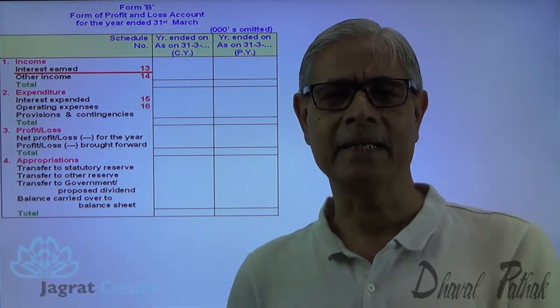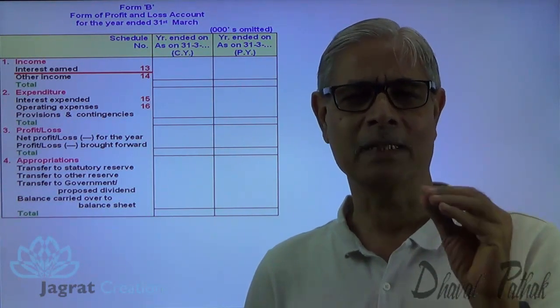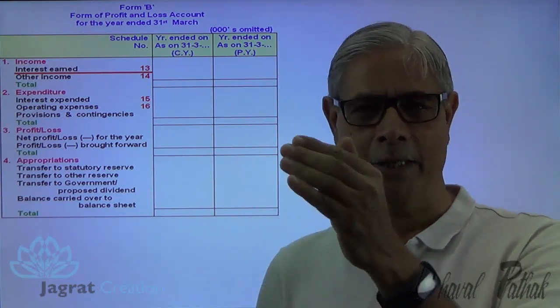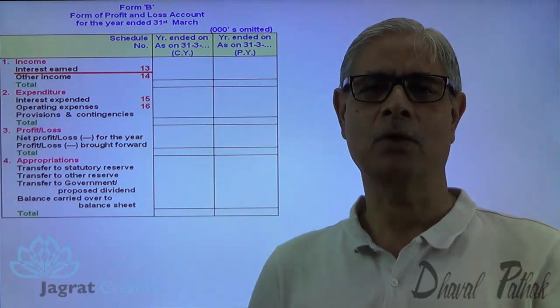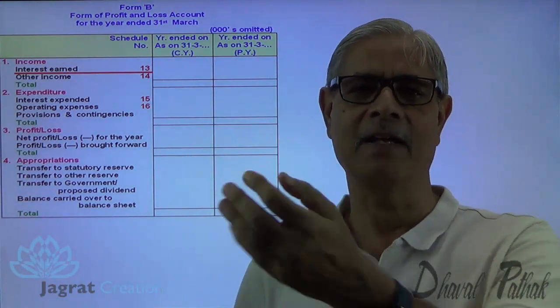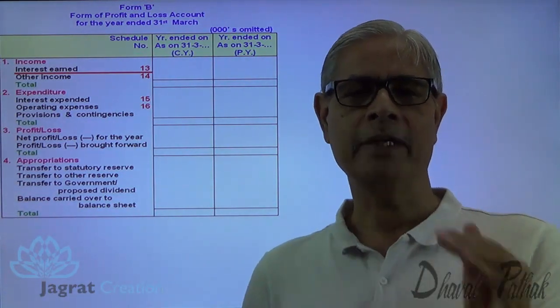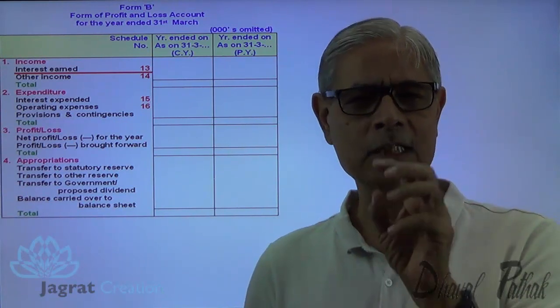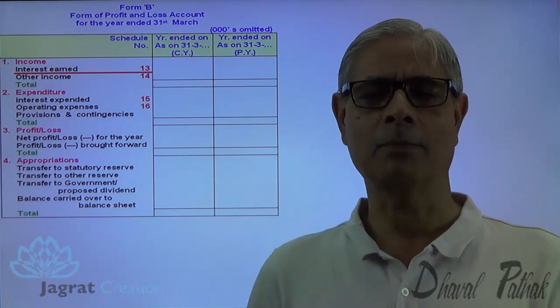Suppose the bank pays interest on deposits at the rate of 5% or 6%, and the bank charges interest at the rate of 10%, 12%, 15% on the advances made. Obviously, the interest received on the advances will be more than the interest paid by the bank on the deposits, and this difference in interest is normally identified as profit of the bank.